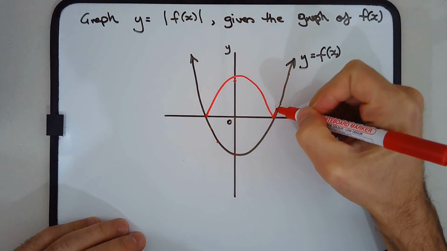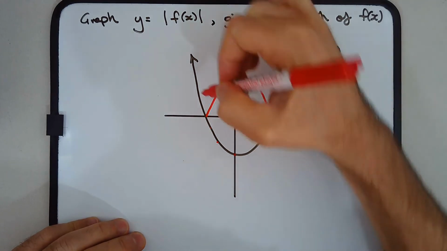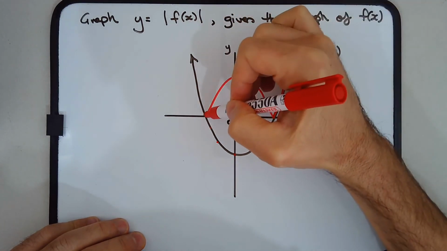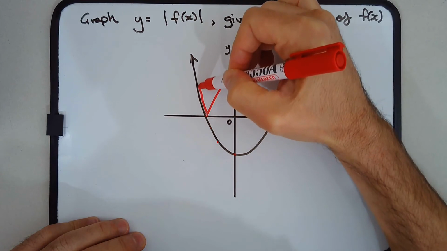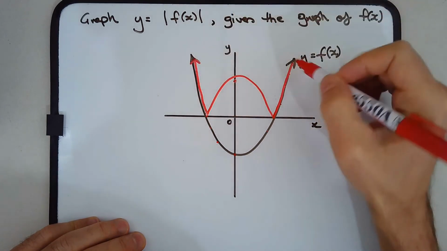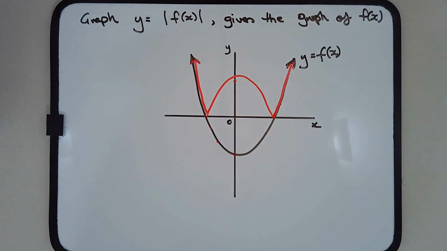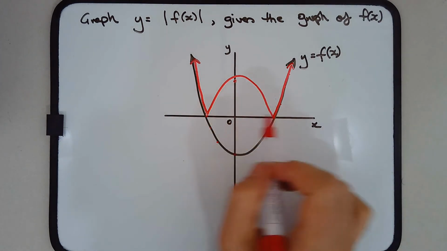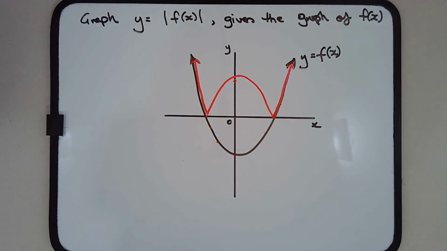I might just draw the resultant graph in red here, superimposed on the original graph. And as stated earlier, the original graph above the x-axis doesn't change. So you end up with a kind of strange looking graph there. This is the absolute value of f of x.